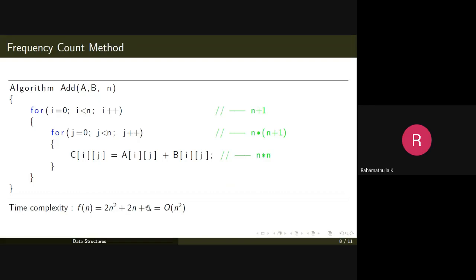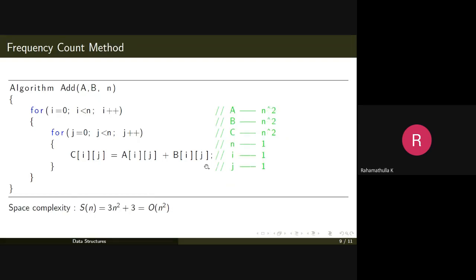2n square plus 2n plus 1, that is the time complexity of the algorithm, which comes out to be order of n square. From this, the largest value will be taken. It has 2n square and 2n, then n raised to 0 as well. So this will be considered as the upper bound on the time complexity. So we say that this is order of n square. This algorithm is order of n square.